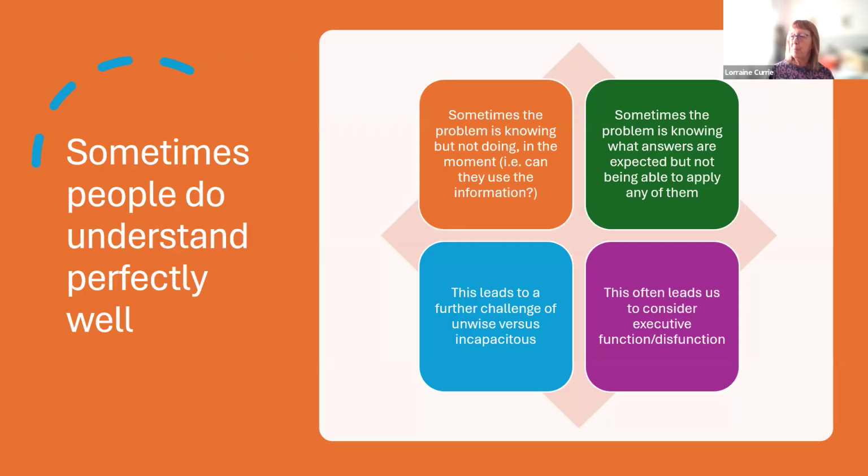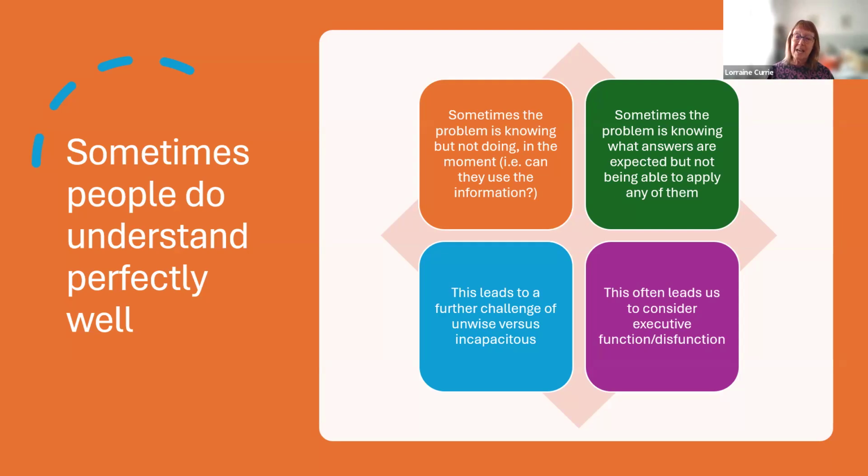So sometimes people understand, they do know the information. So we might have a conversation with them and they seem to have understood everything. Yes, they can tell us back, they've understood it. And then the time comes to apply that knowledge and they're not able to apply it. So they're not able to do the thing they've told us that they will do, and they're not able to use the information in order to do it.